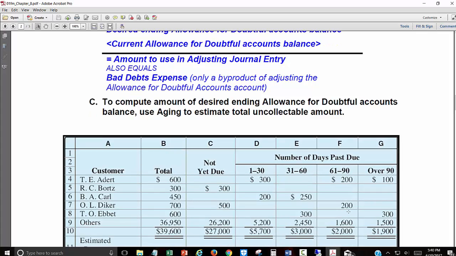When you total up each of the columns, you'll find that you have $1,900 of receivables that are pretty overdue, $2,000 that are kind of overdue too, and $3,000 that are somewhat overdue. If you look at the age of each of these receivables and consider past experience, you'll find that the more overdue the receivable is, the higher the probability it will not be collected.